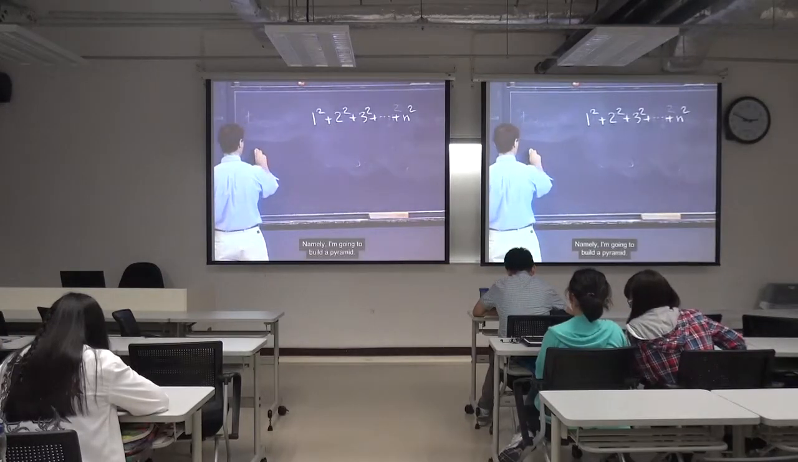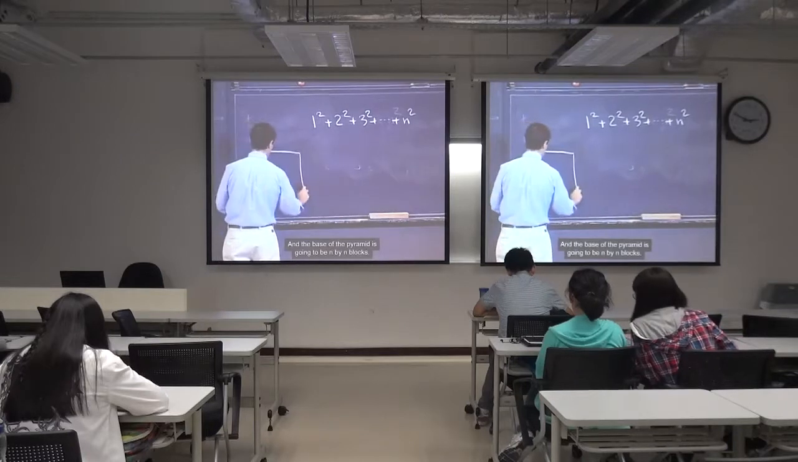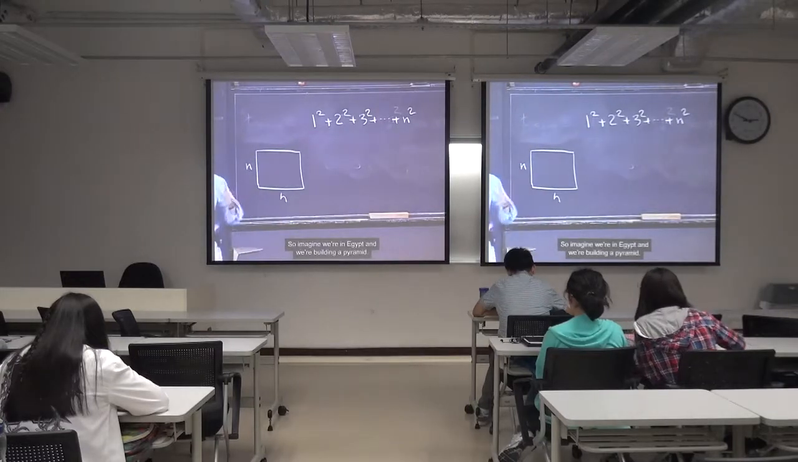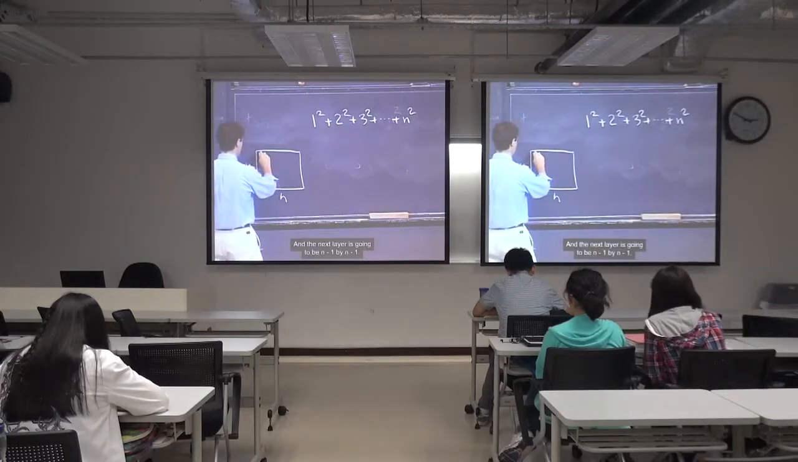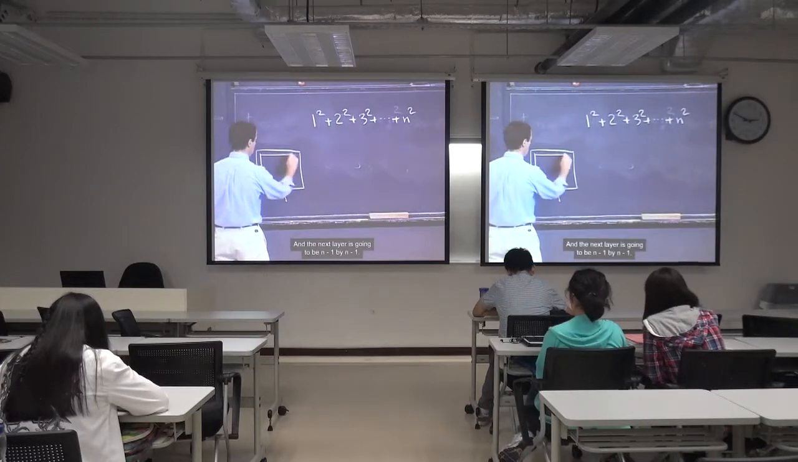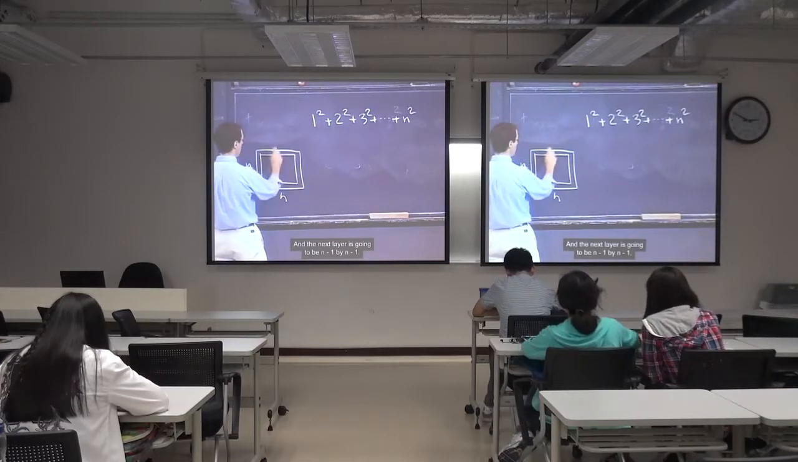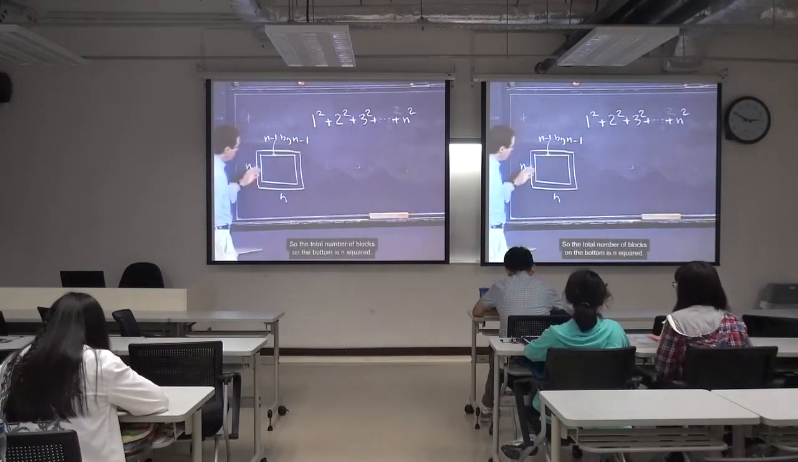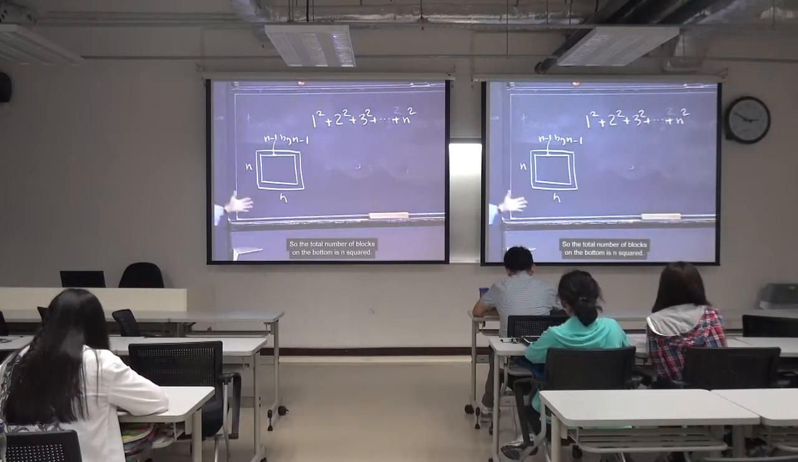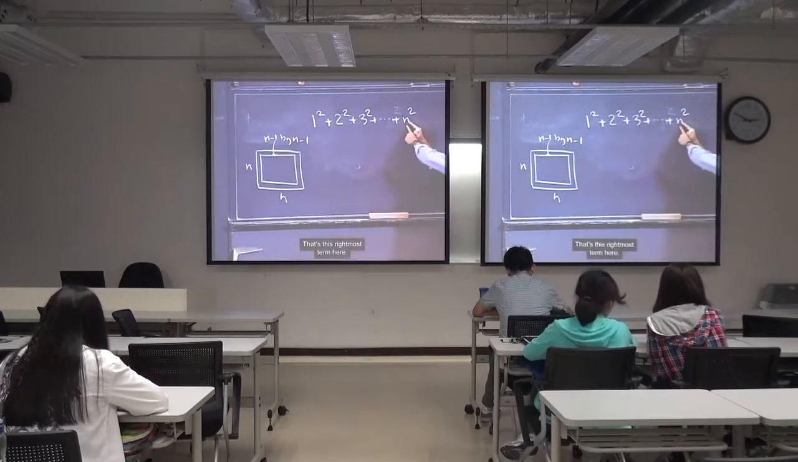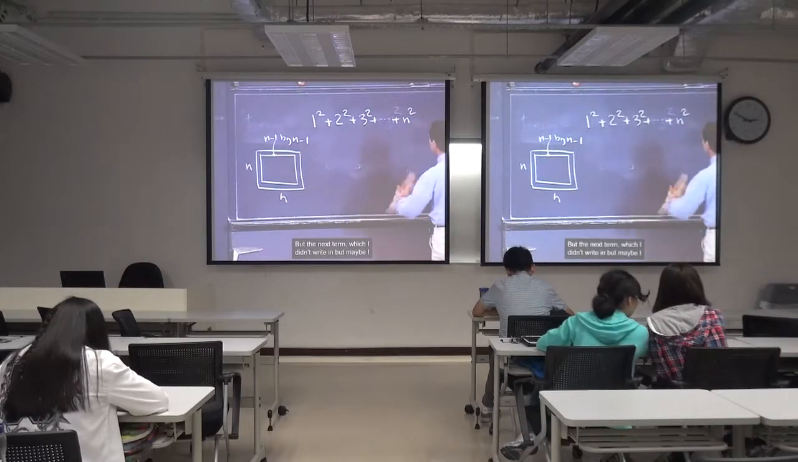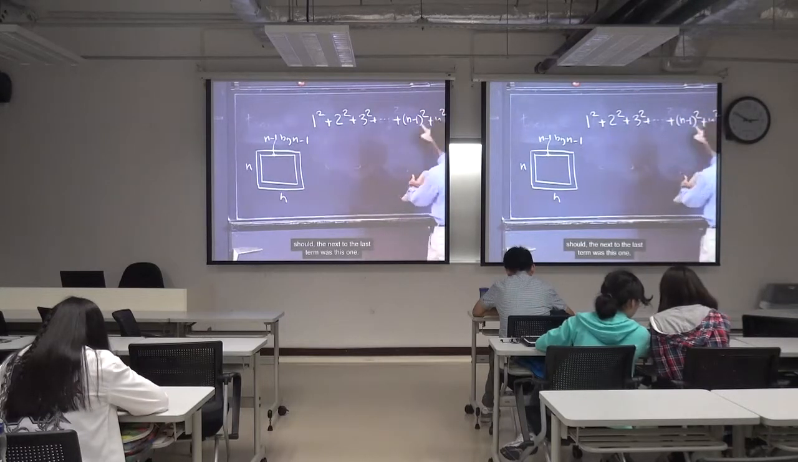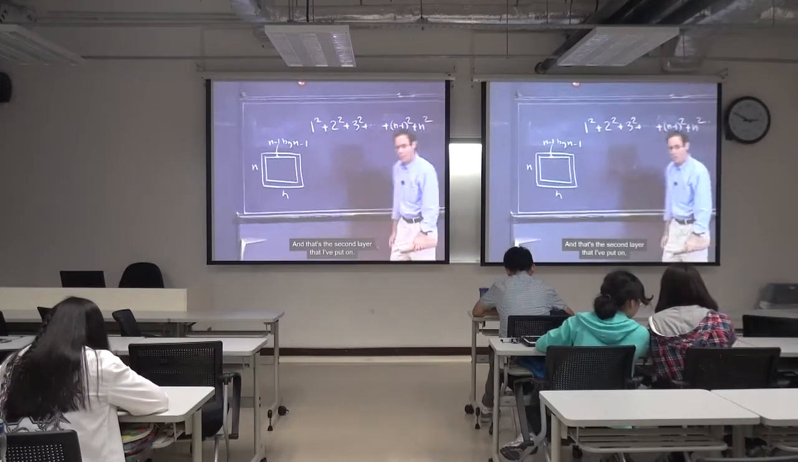Namely, I'm going to build a pyramid, and the base of the pyramid is going to be n by n blocks. So imagine we're in Egypt and we're building a pyramid, and the next layer is going to be n minus 1 by n minus 1. So the total number of blocks on the bottom layer is n squared. That's this rightmost term here. But the next term, which I didn't write in, but maybe I should, the next to the last term was this one. And that's the second layer that I've put on.